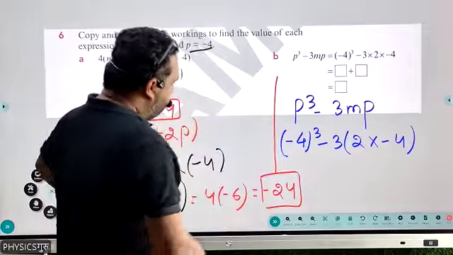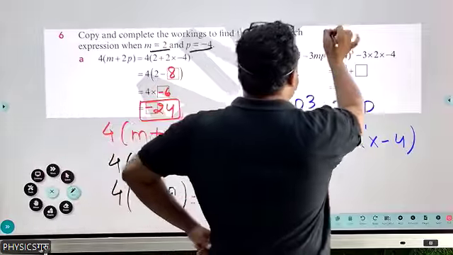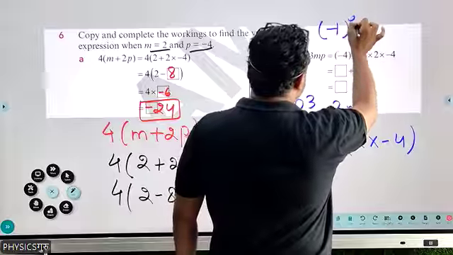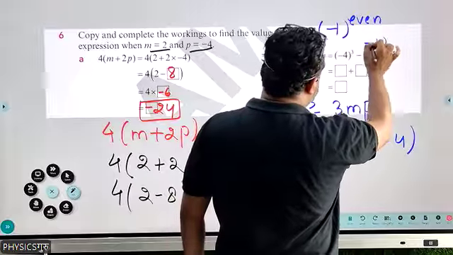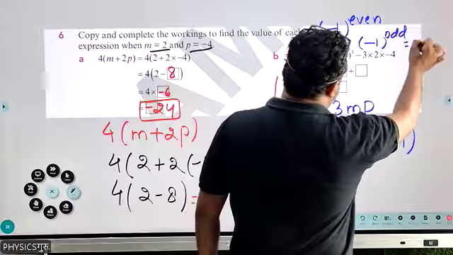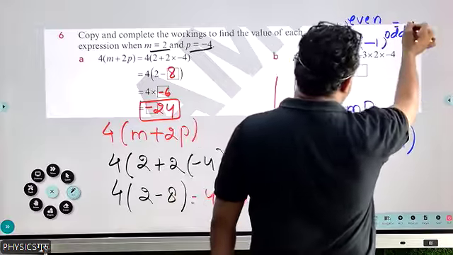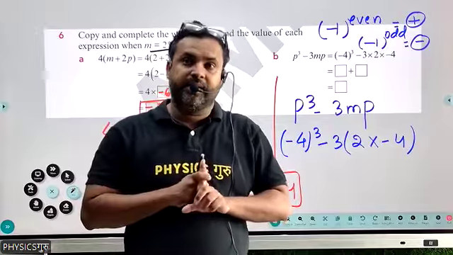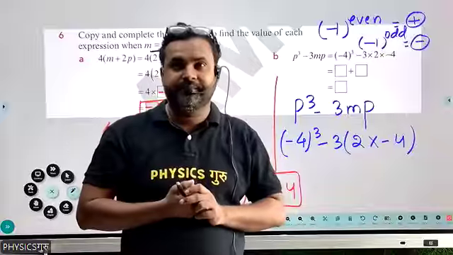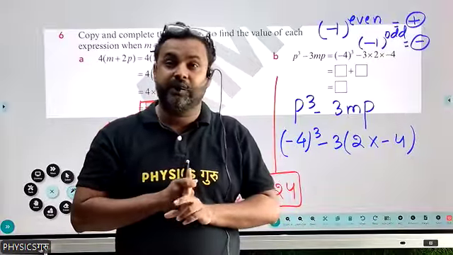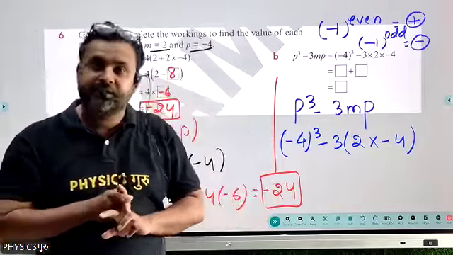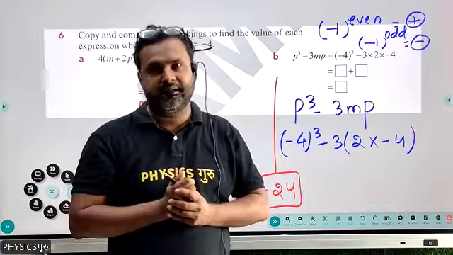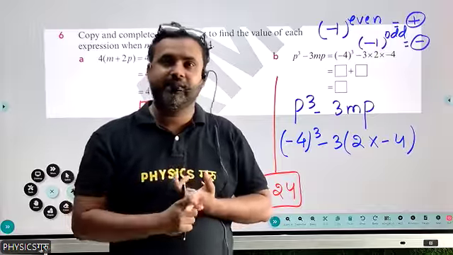Now see. It is important to note that if we have a negative number raised to the power of an odd value, it is always negative. Negative raised to the power of an even value is positive. I repeat, a negative term raised to an even power is always positive. A negative term raised to an odd power is always negative.